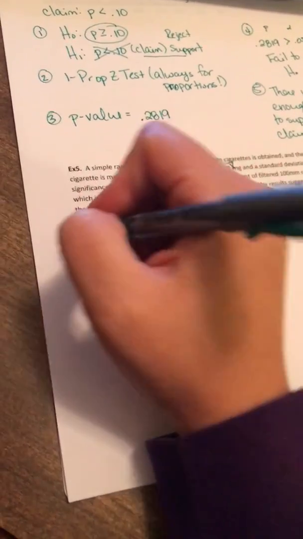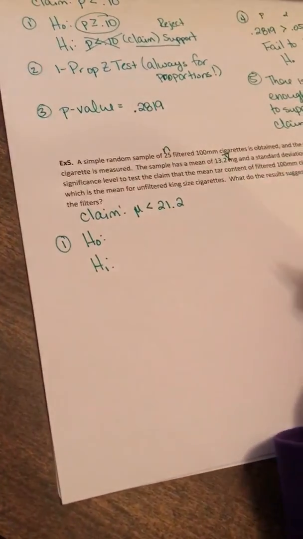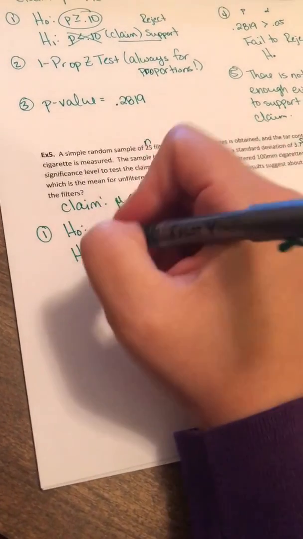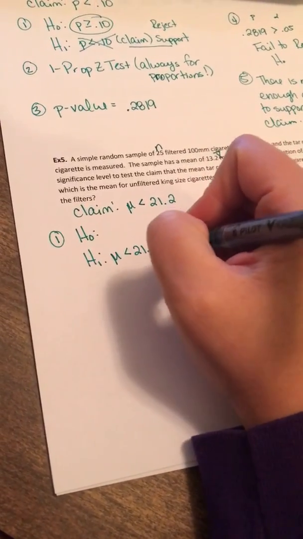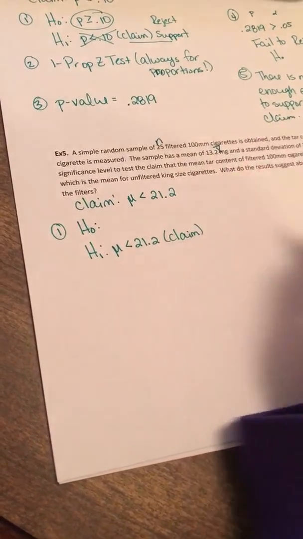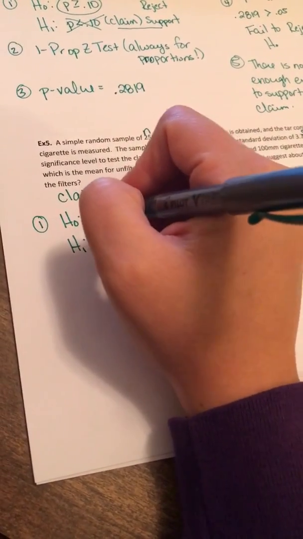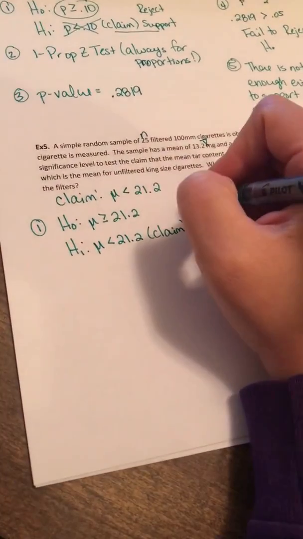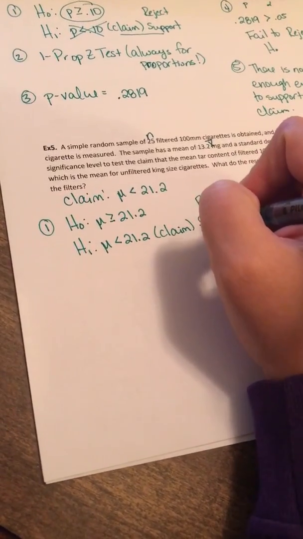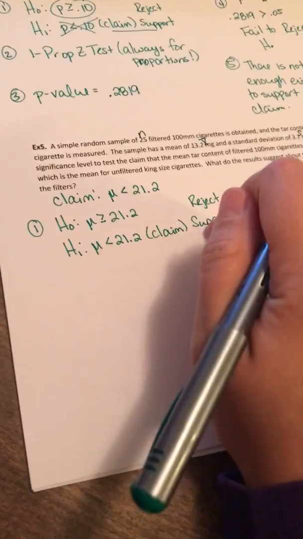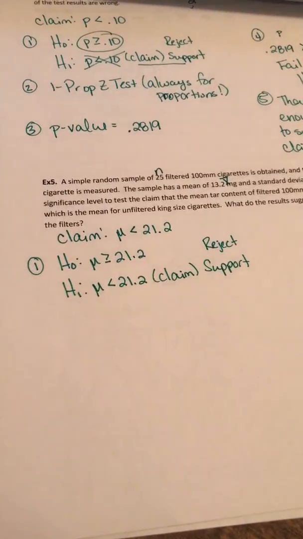So step 1 is the same. You're still going to write the hypotheses. So for this one, it's a strict inequality, so it goes with H1. That's our claim. The opposite of less than is greater than or equal to. You still write reject and support. So this time, the claim is next to support, so we're going to use the word support when we interpret it at the end.